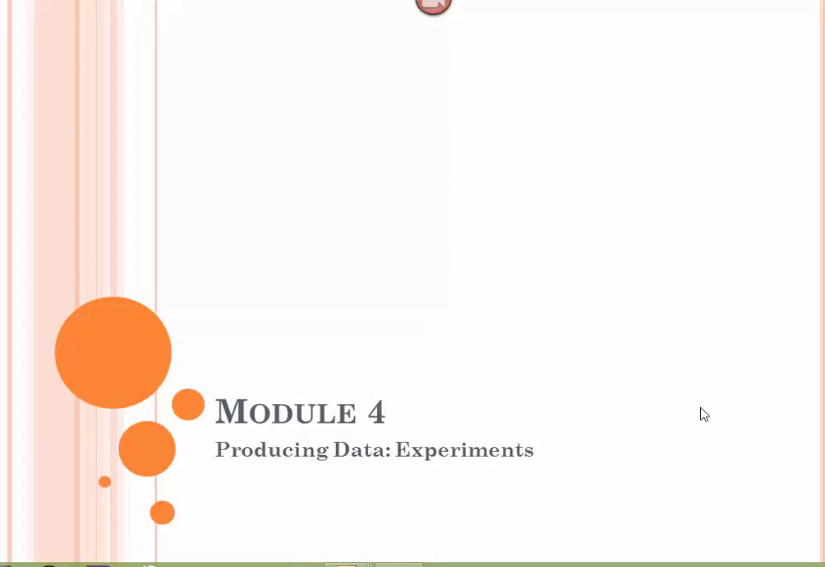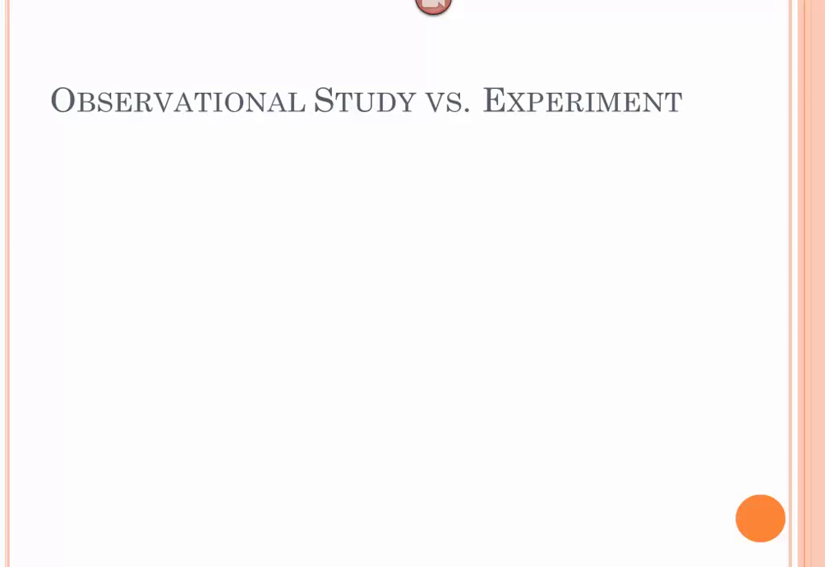So now we're ready for the last module of Unit 1, which is talking about the difference between observational studies and experiments. When we talk about an observational study, we've actually talked about that up to this point.